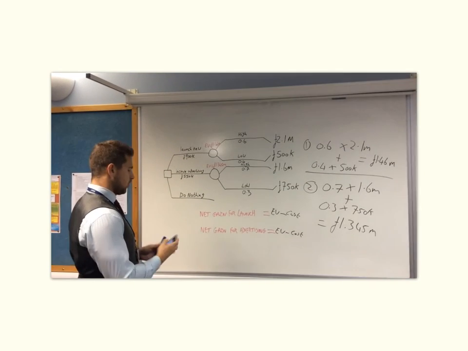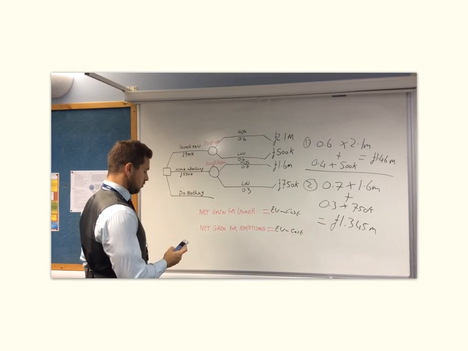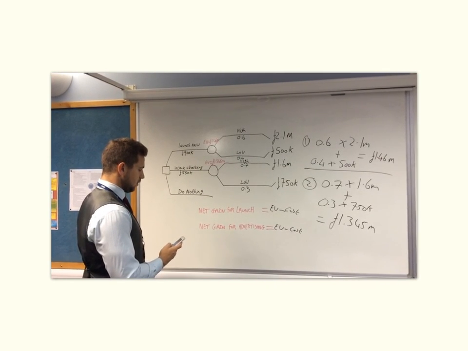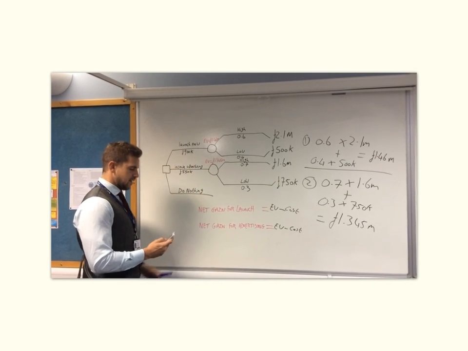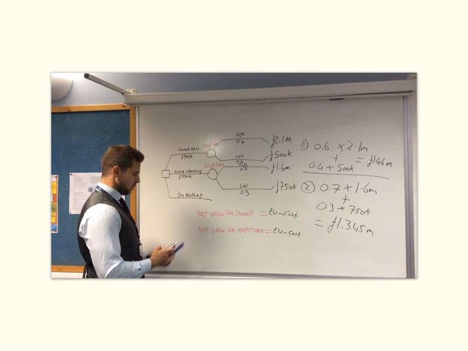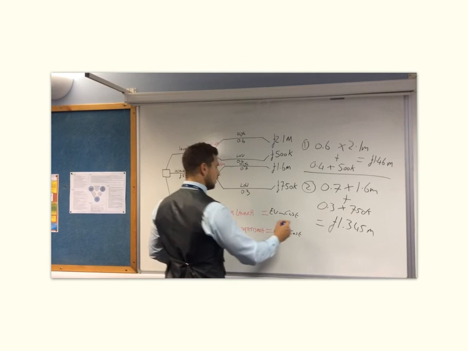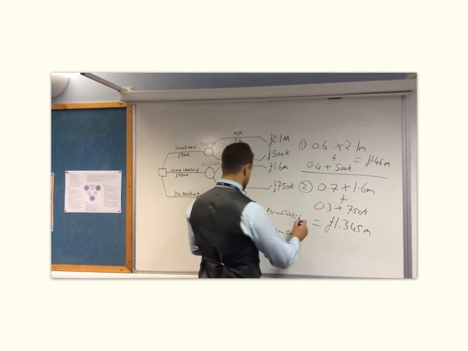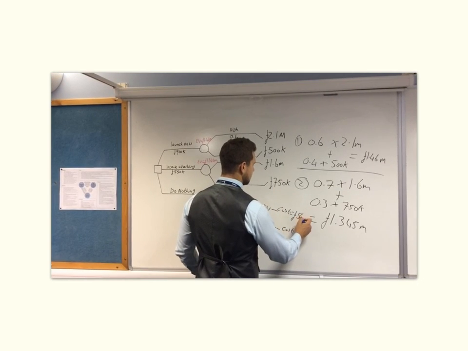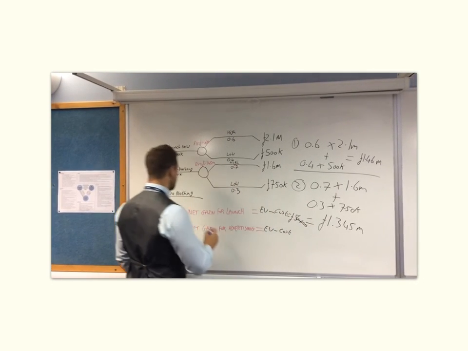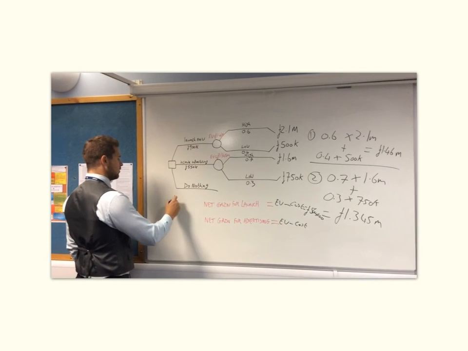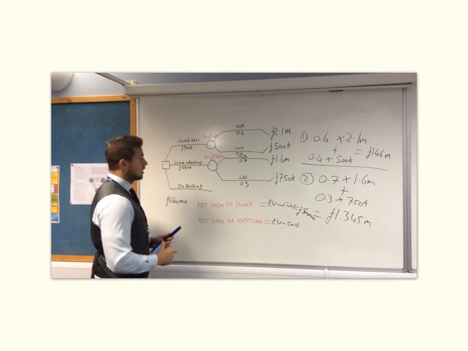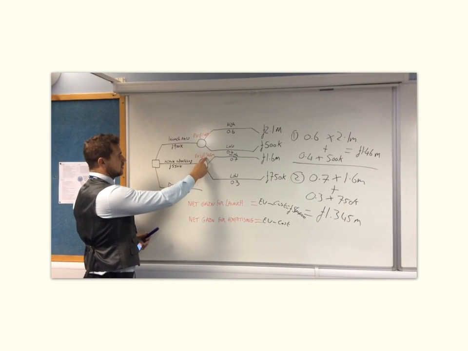So 1.46 million for the first one, minus the 900,000, is going to give us 560,000. So the net gain for this first one would be 560,000.